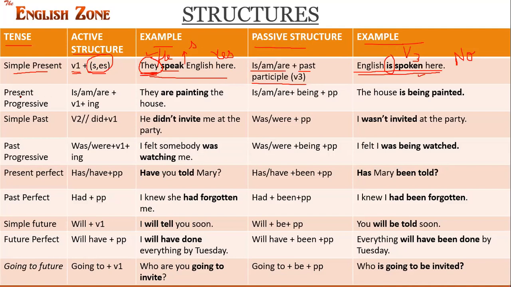Let's move on to the next part. Present progressive. Present progressive का मतलब क्या होता है? Continuity. इसका क्या रूल होगा? Is MR plus first form plus ing. Now they are painting the house. ठीक है, वो अपना घर पेंट कर रहे हैं.